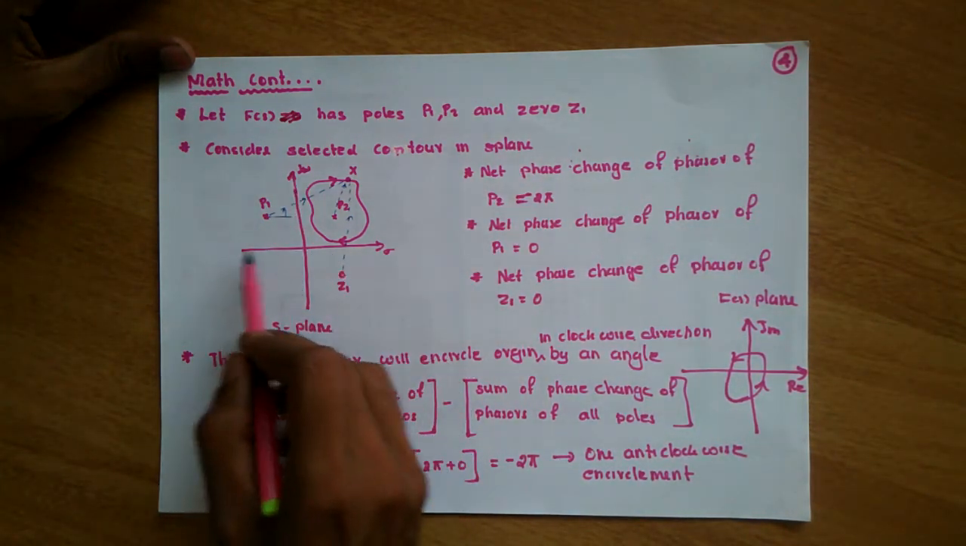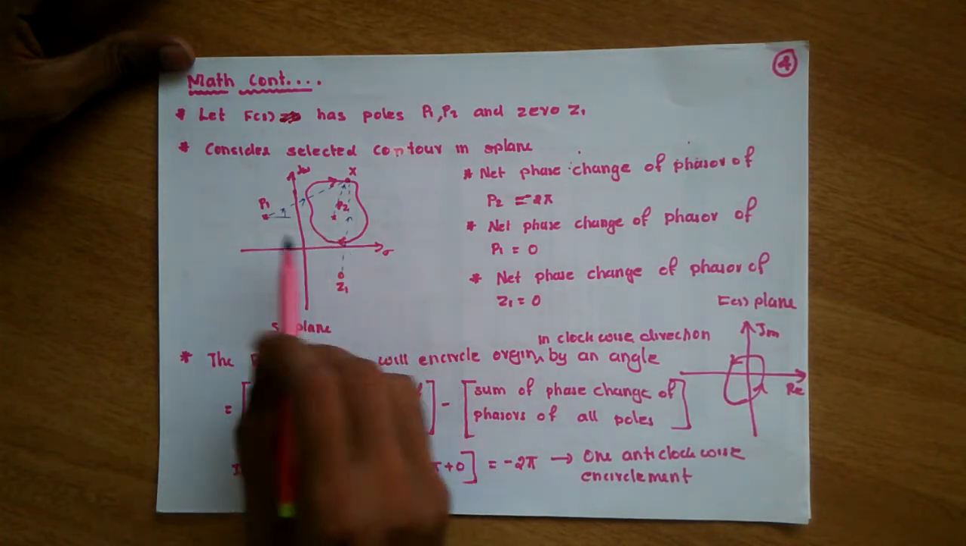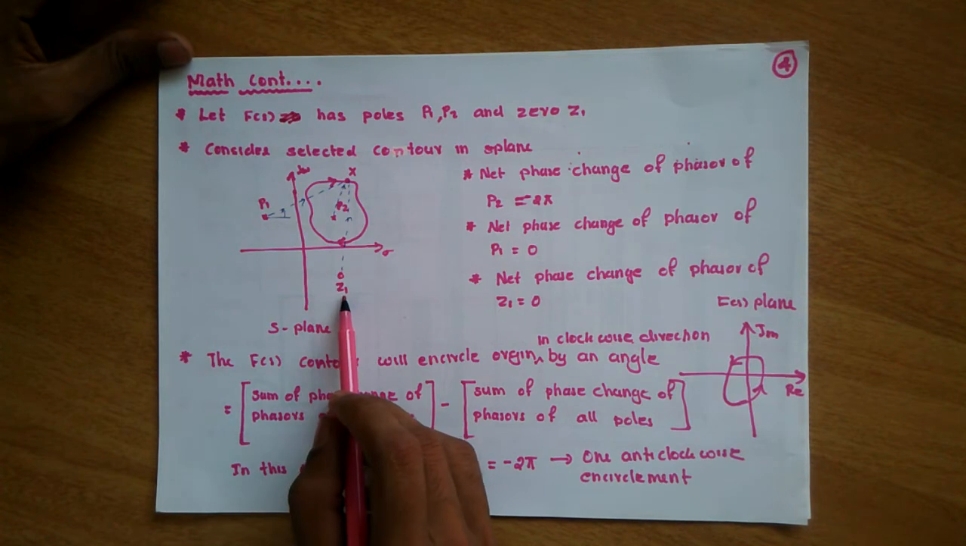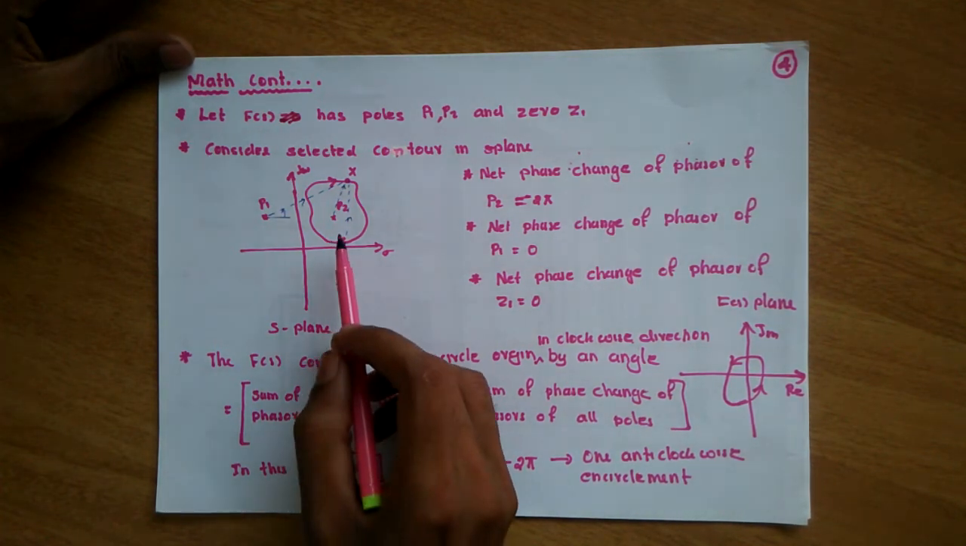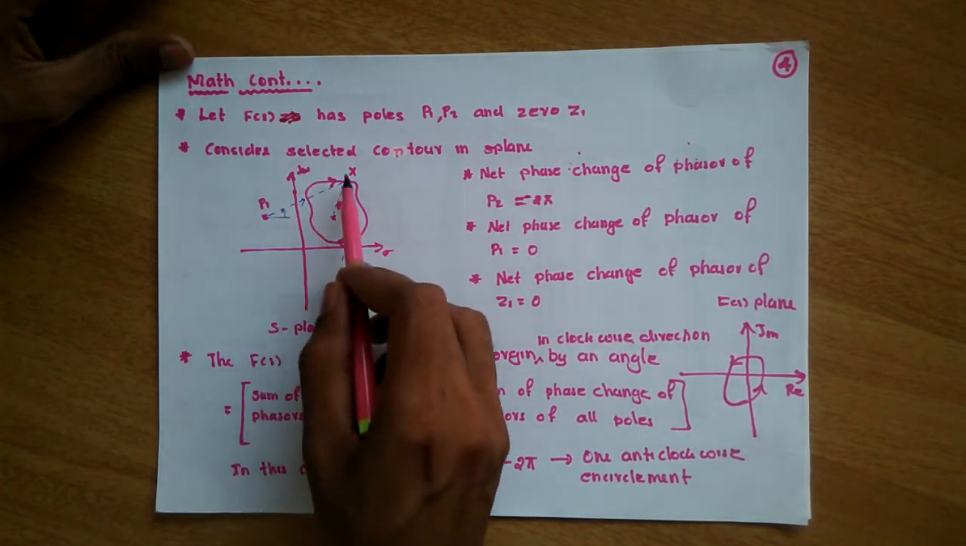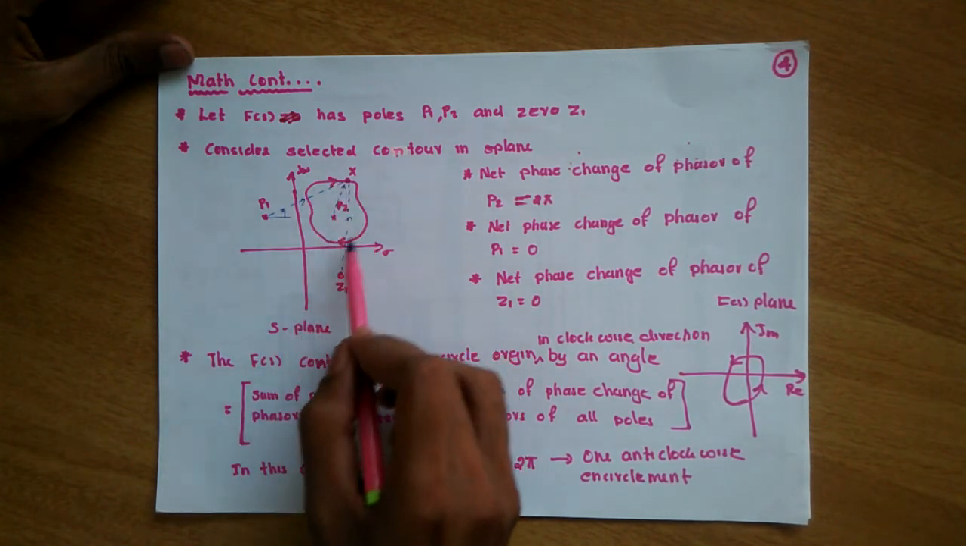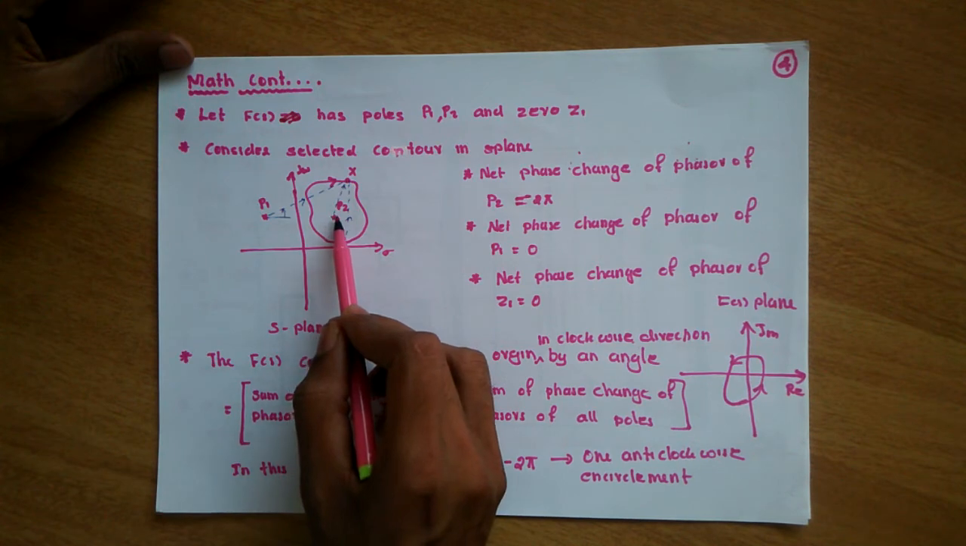And I have mapped those poles and zeros in the s plane like this. Here I have p1, here I have p2, and here I have z1. And I am taking a closed path in the s plane in such a way that the closed path encloses or encircles only p2.